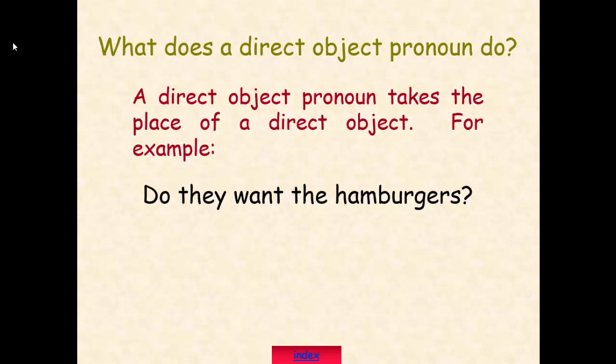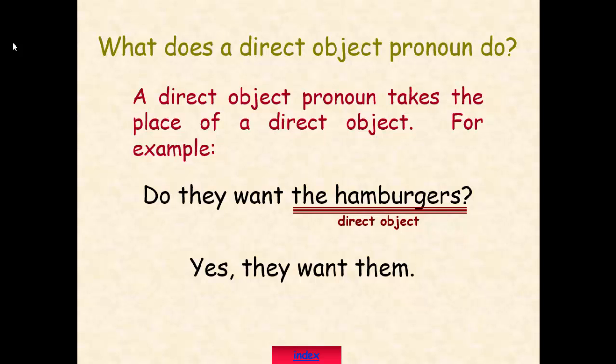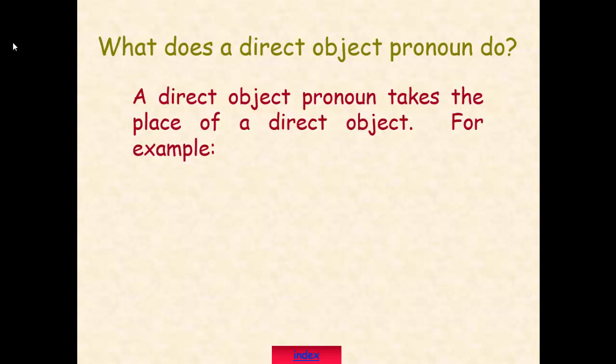Okay, do they want the hamburgers? Do they want what? The hamburgers is our direct object, and we're going to replace it with them. So the answer would be, do they want them? Or yes, they want them. Them, once again, is our direct object pronoun.